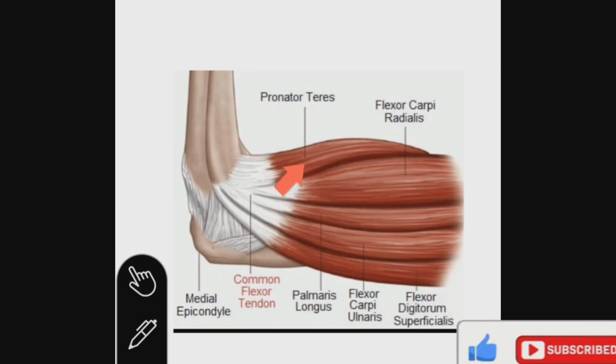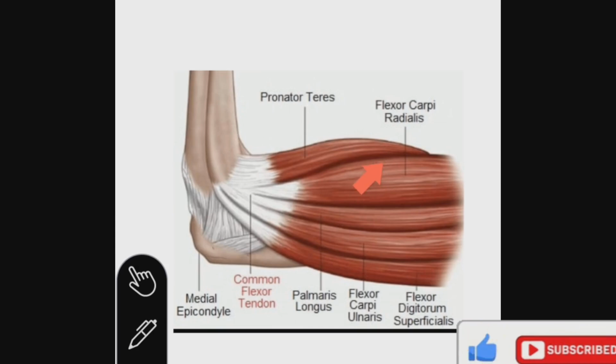Remember we said they all originate from the medial epicondyle, and then the pronator teres inserts into the radius. Remember, innervation is by the median nerve, and from the name, pronator is for pronation. You have the flexor carpi radialis, not ulnaris, flexor carpi radialis, again originates from the medial epicondyle, inserts into the second and third metacarpals, innervated by the median nerve, and flexor carpi, in the carpal, so it flexes the wrist because that's where you have the carpal bones.